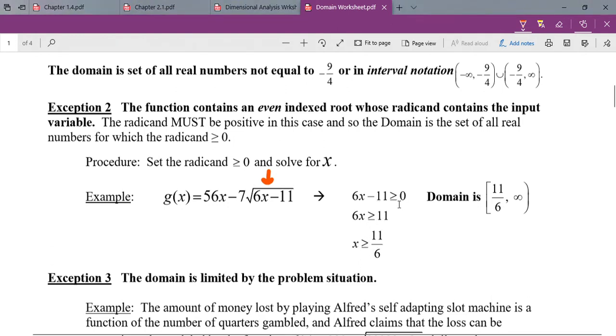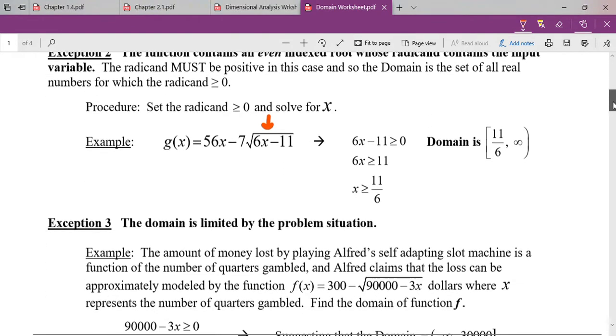You still have to follow your inequality rules, so if you divide by a negative anywhere, remember you have to switch the sign, but we didn't have to here. So here we wind up with x is greater than or equal to 11 over 6. The way I'd write that domain in interval notation is bracket, because it has an equal to sign with it, bracket 11 over 6, comma, infinity. So the first one, we need to look out for what's in the denominator, and the second one, we need to look at what's in the radicand.